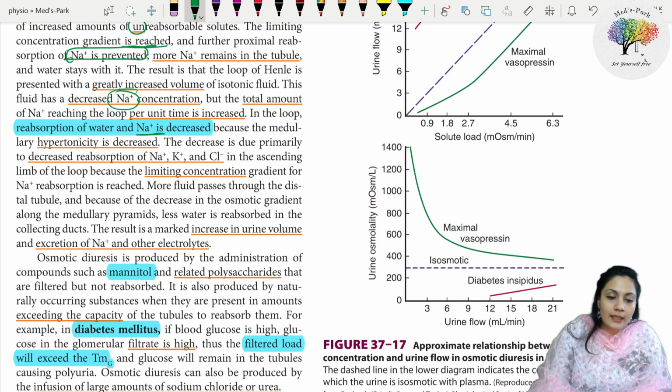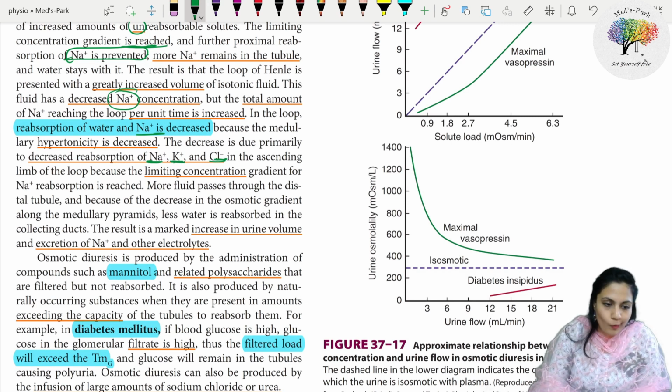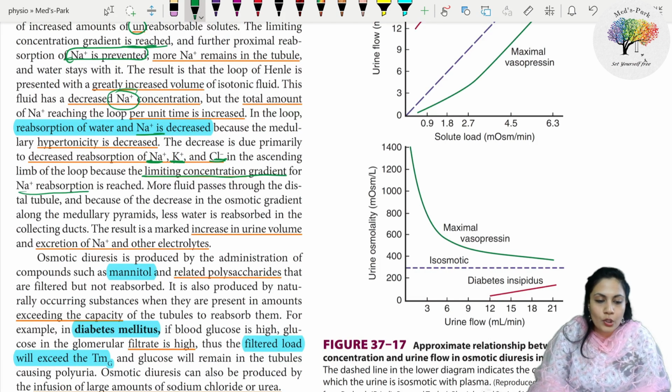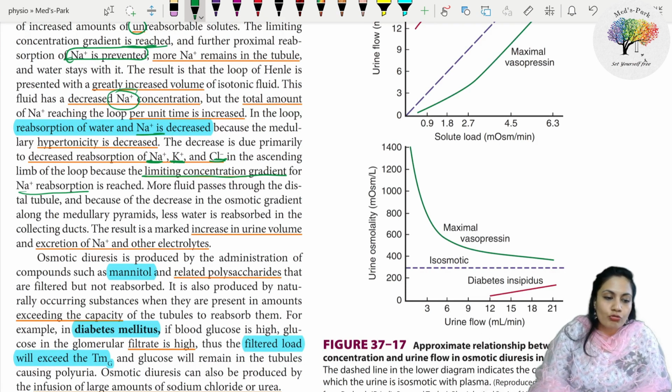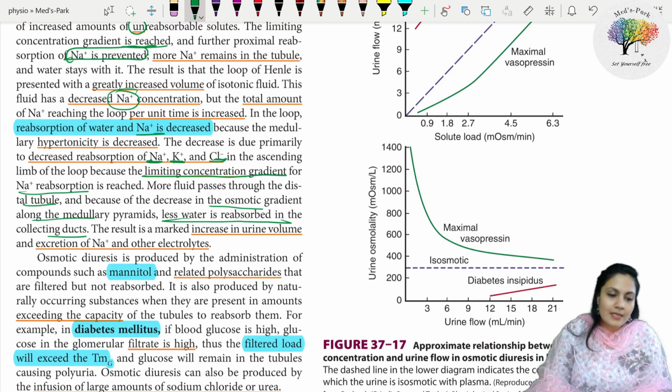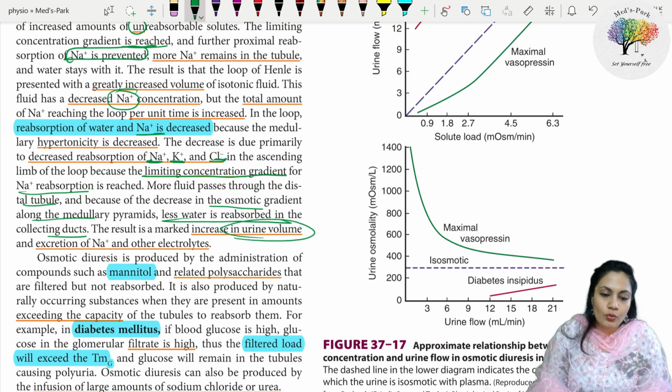Okay. The decrease is primarily due to decreased reabsorption of sodium, potassium and chloride in the ascending limb of the loop, because the limiting concentration gradient for sodium reabsorption, which acts as the main solute, is reached. More fluid passes through the distal tubule, and because of the decrease in the osmotic gradient along the medullary pyramid, less water is reabsorbed in the collecting ducts. The result is a marked increase in the urine volume.